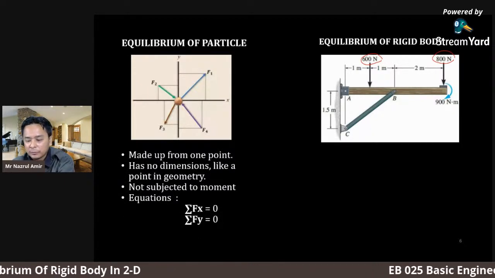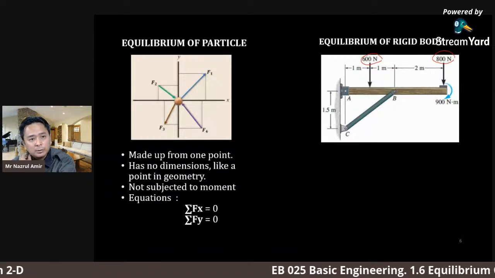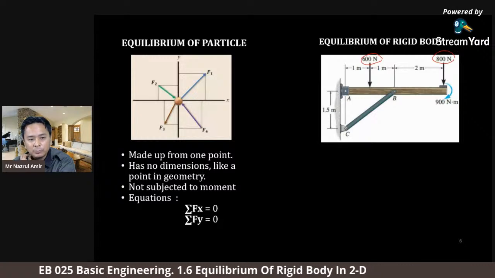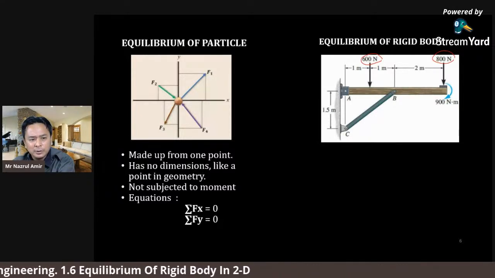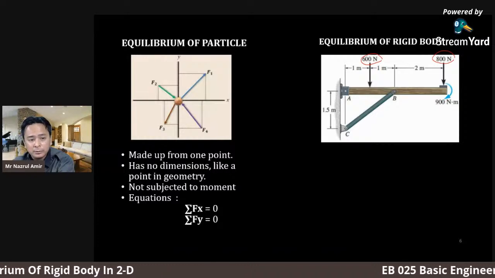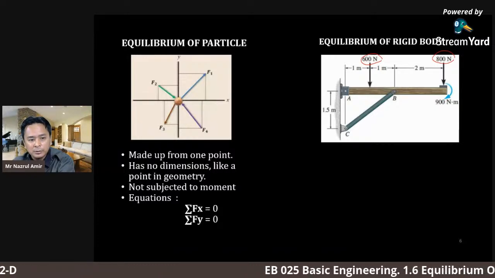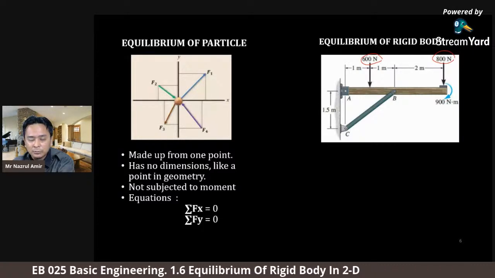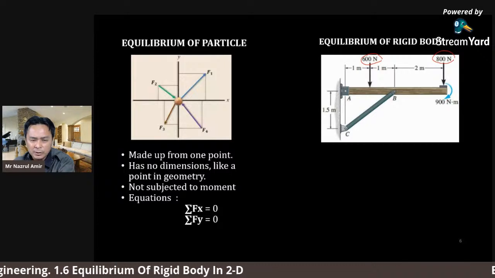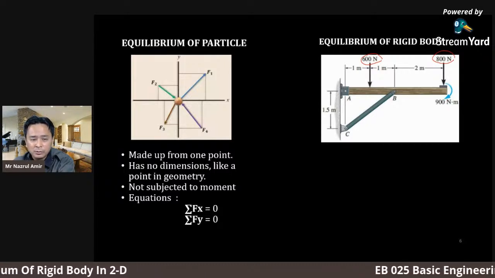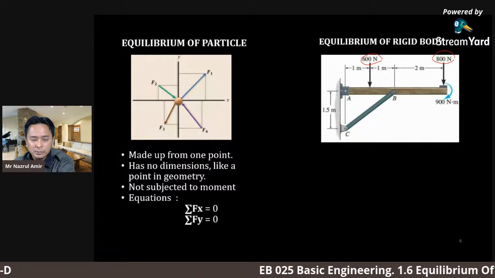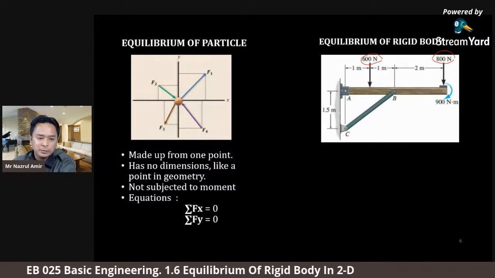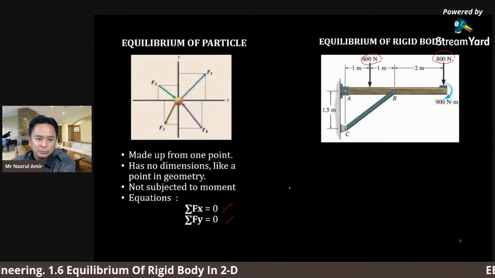So for the conclusion of this comparison, we can conclude that the equilibrium of a particle is made up of one point only. It has no dimension, like a point in geometry. And the third one, in a particle, the force is not subjected to moment. The forces in the equilibrium of a particle do not produce a moment, as there is no shape, so there is no dimension and no perpendicular distance. So the equations of equilibrium that can be applied here are only summation Fx equal to 0 and summation Fy equal to 0.